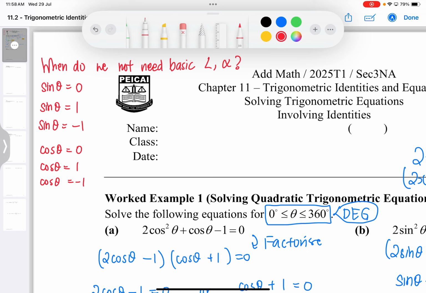So why? You just have to draw the graph. Hello, focus. I'm so sleepy.